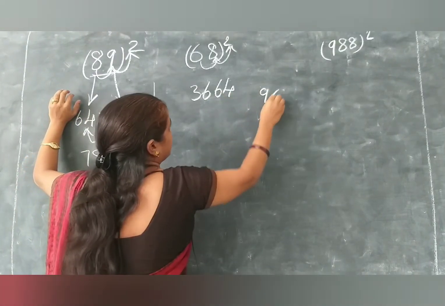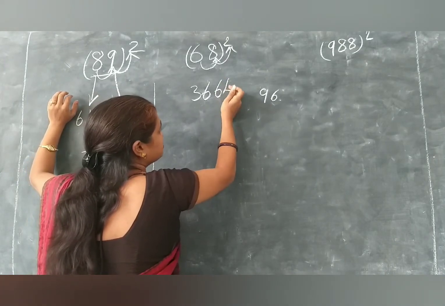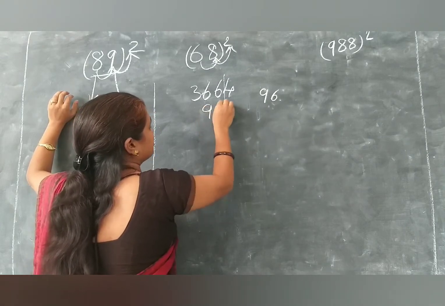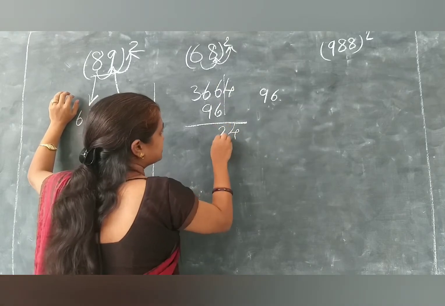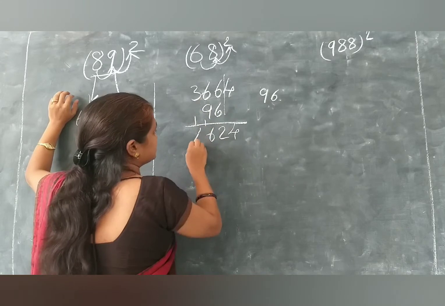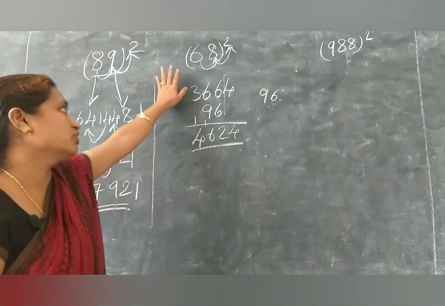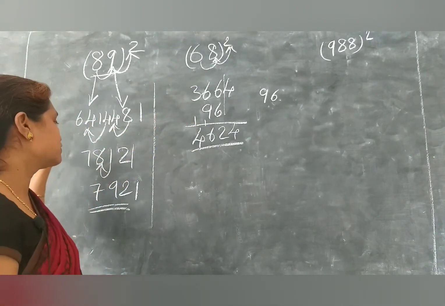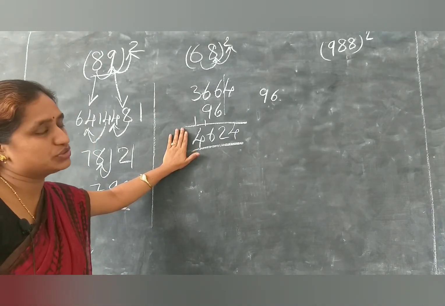Now, you write 96 here, and where should you write 96? You have to leave the first number and write 96 here. Okay. Now, add 96 here. 4 as it is. 6 plus 6 is 12. 10 plus 6 is 16. So 4624. So, this is here the square of 68. Is it clear, guys? So, this is trick 1 and trick 2. Let me take 2 more examples and do it again.